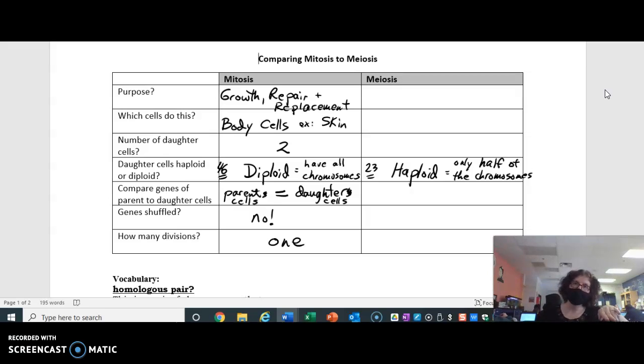So far, that should make sense with what you've already learned about mitosis, right? Because we've been through that pretty thoroughly. Meiosis, on the other hand, is very different. Meiosis is also a form of cell division, but in meiosis, the purpose is reproduction. To make gametes. That's the purpose, to make very special cells called gametes. Which cells do this?